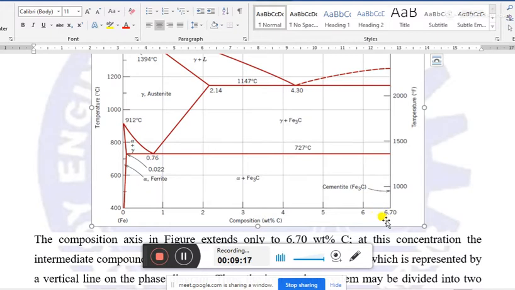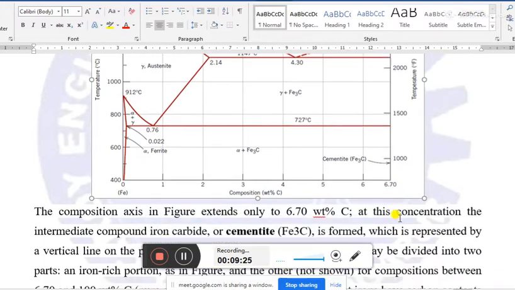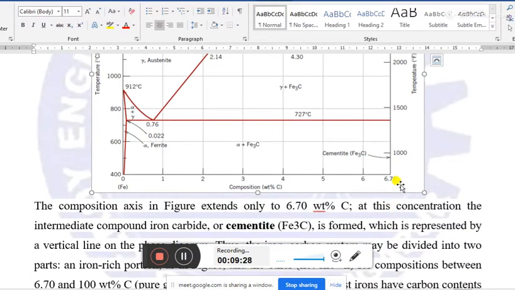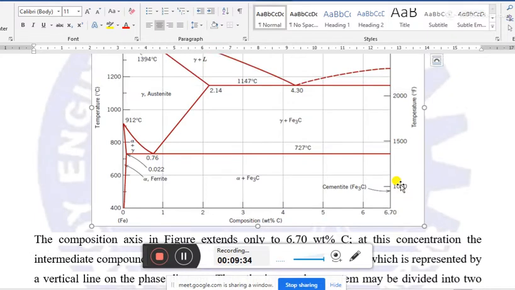The reason is that only 6.70 percentage of carbon actually has importance in the structural characteristics of iron. If you take the example of cast iron, or some example of steel, the percentage of carbon cannot exceed this percentage, 6.70 percentage.